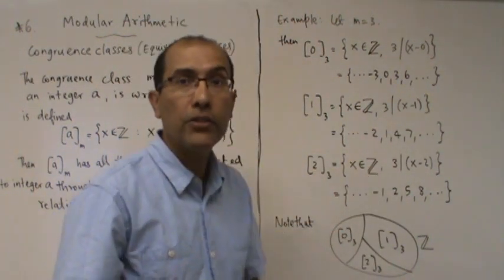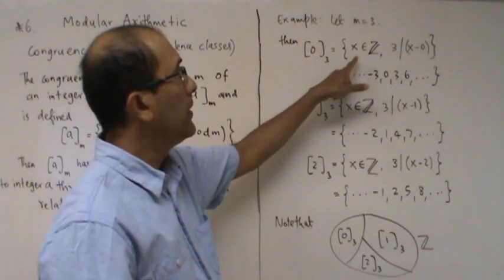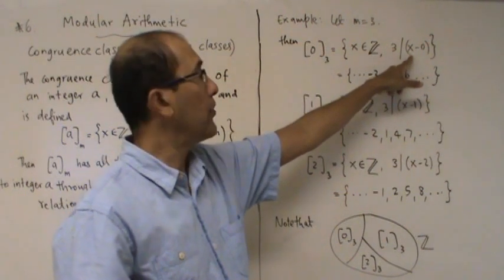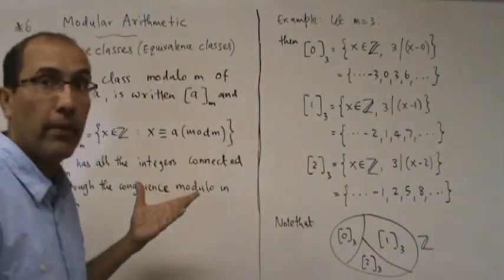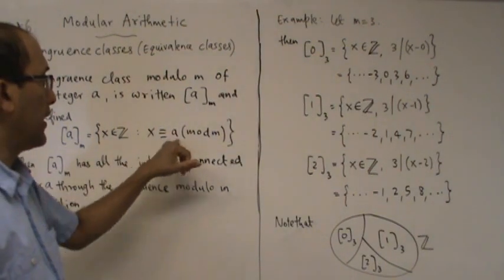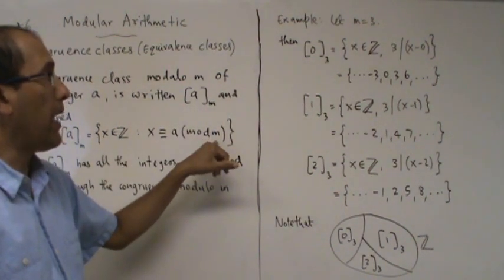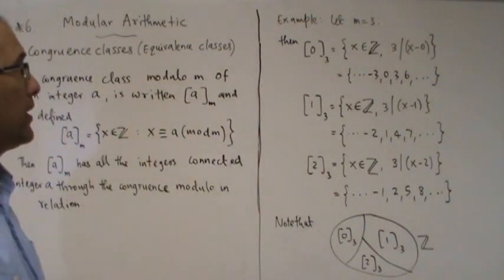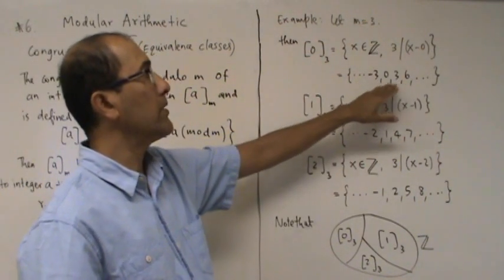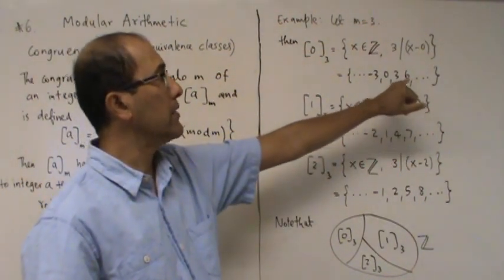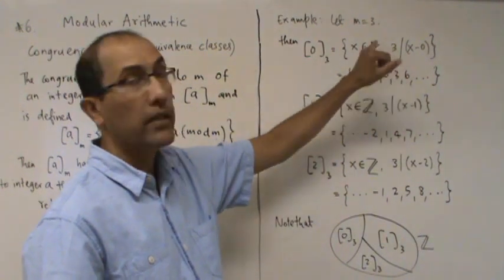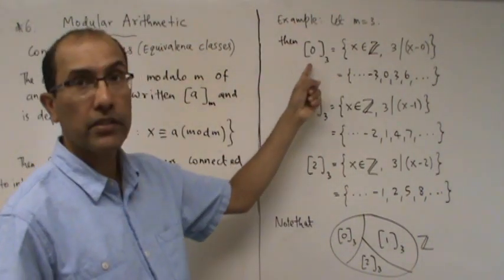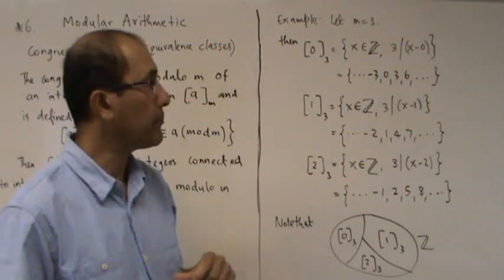I'm looking for all the integers which are connected to 0. So x is an integer connected to 0 through the congruence modulo relationship. What that means is that x minus a must be divisible by m. So m is 3. So what we want is 3 to divide x minus 0. So what are the numbers? You can see that 3, 6, 9, all these numbers are divisible by 3. We can see all the integers connected to 0 are these numbers.